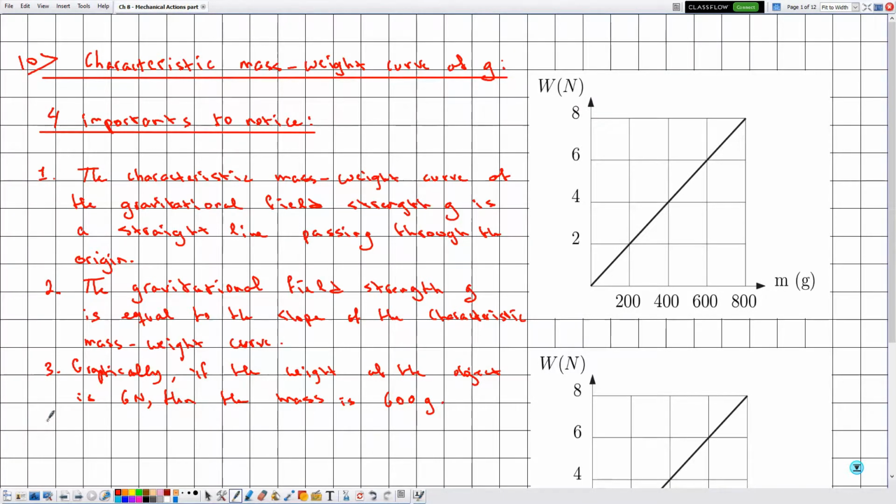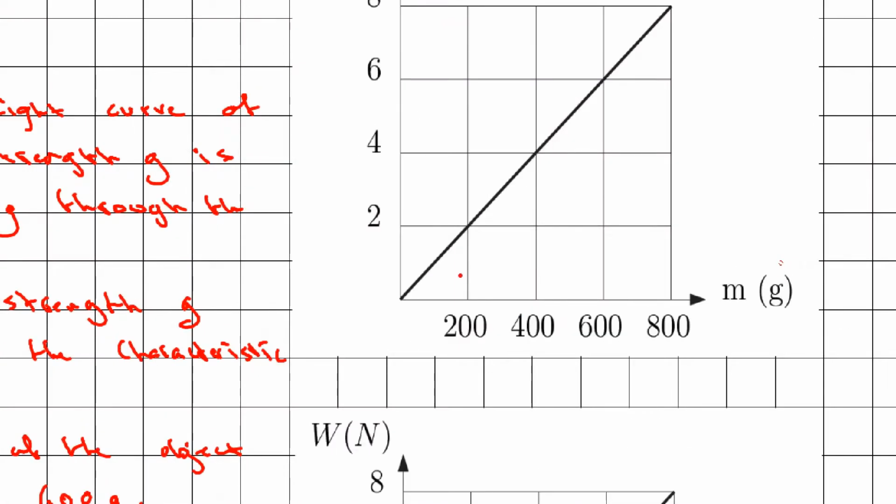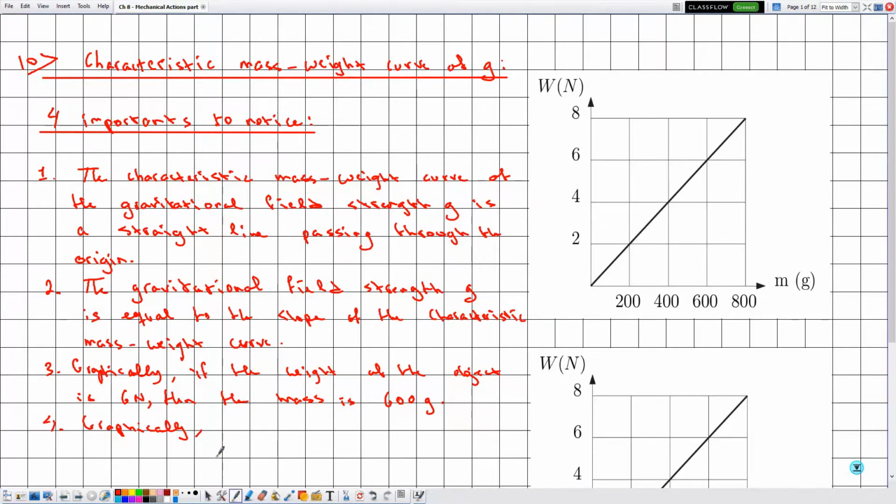Now the fourth idea is that also graphically, instead of being given the value of W, we can be given the value of m. For example, if m is 200 grams, referring to the curve one can determine the value of W, which is 2. So if the mass of the object is 200 grams, then the weight is 2 newtons.